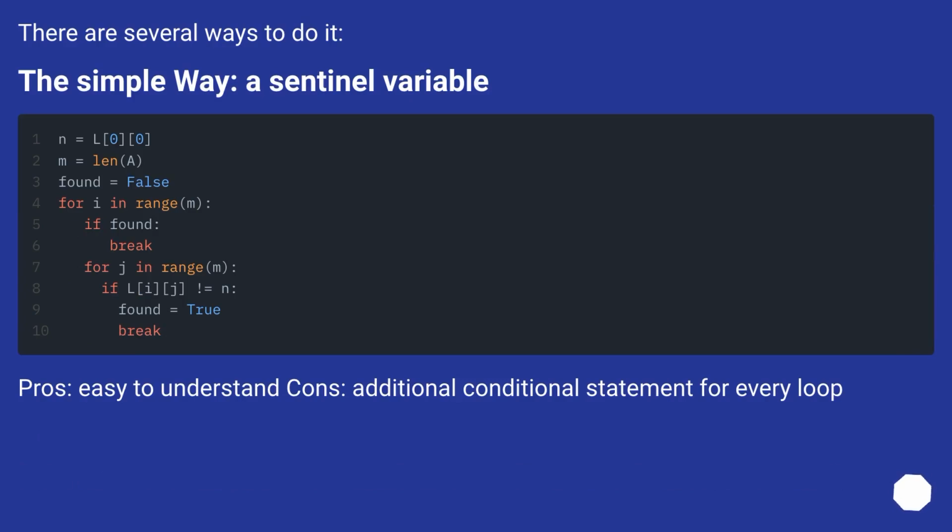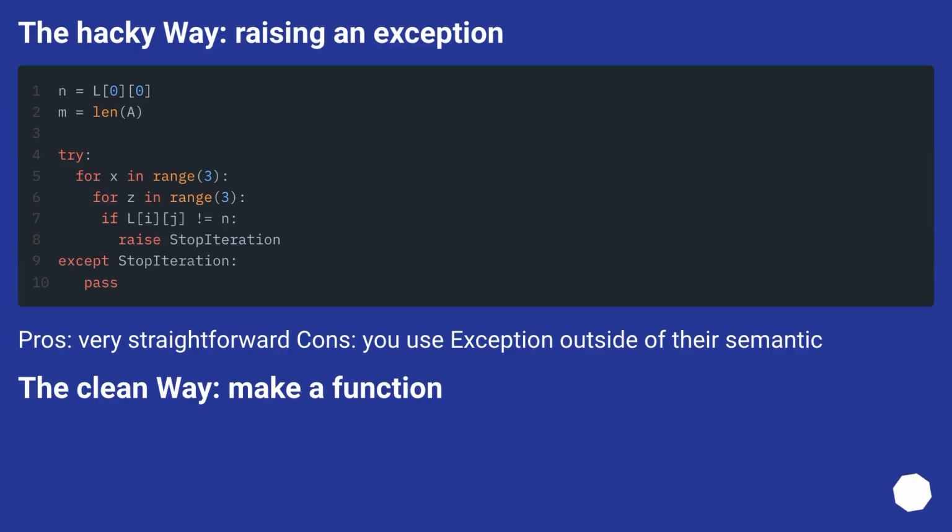There are several ways to do it. The simple way, a sentinel variable. Pros, easy to understand. Cons, additional conditional statement for every loop. The hacky way, raising an exception. Pros, very straightforward. Cons, you use exception outside of their semantic.